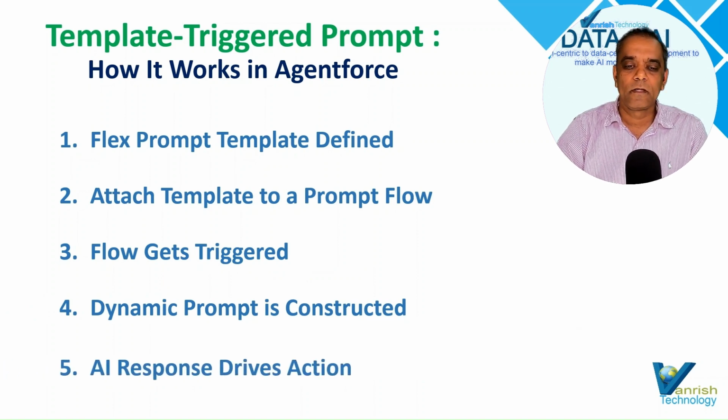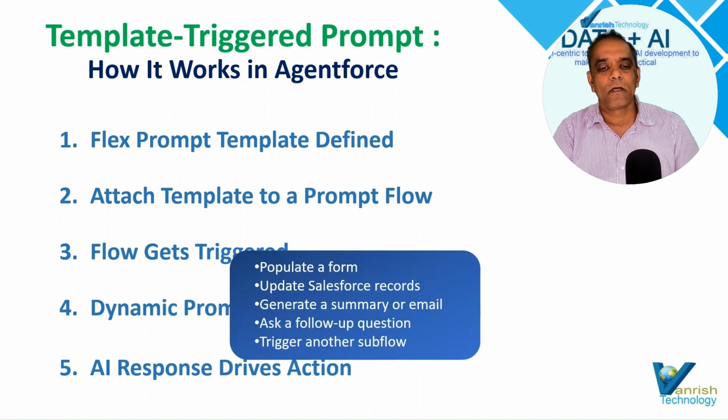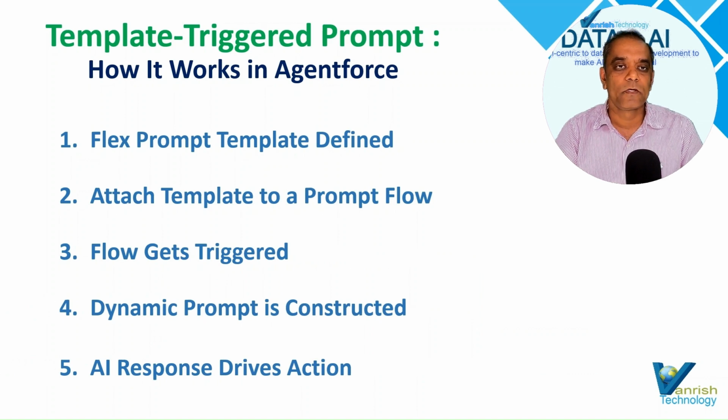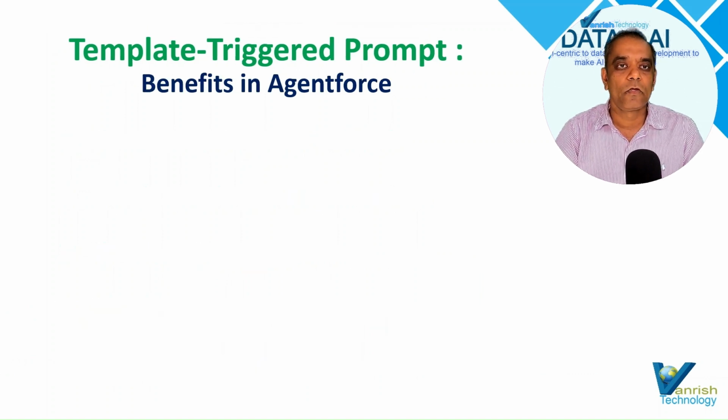And fifth is the AI response driven action. Based on the AI output, the flow may populate a form, update a Salesforce record, generate a summary of an email, ask a follow-up question, or trigger another subflow. So this is a way you can trigger.